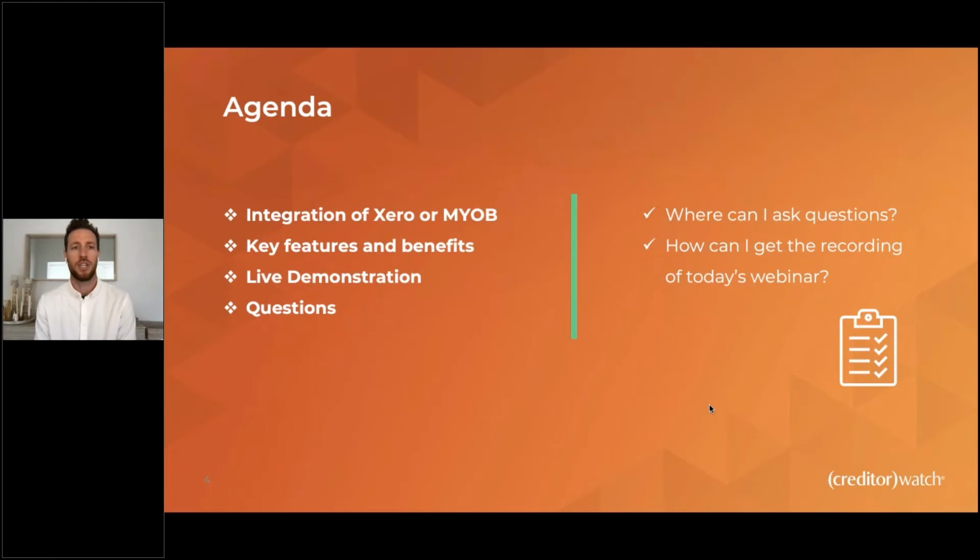So what are we looking at today? Ultimately, we are having a look at the integration of Xero and MYOB products. We are, of course, looking at other ones. I have been talking about other integrations for quite some time. We just find that the volume of CreditorWatch customers using another platform like Reckon One or Intuit QuickBooks is very low. However, it's certainly still very much on our development roadmap to start looking at integrating with those other products as well.